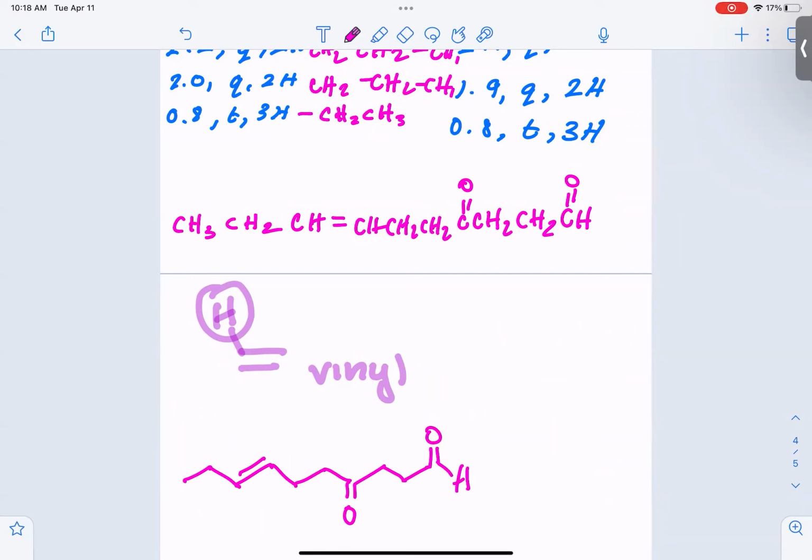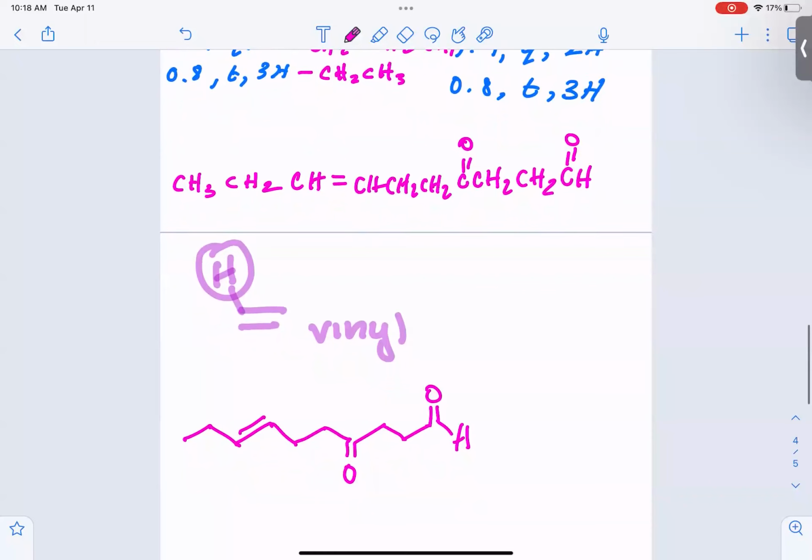Five, 6, 7, 8, 9, 10. Okay. All right. So there's my structure. Now I have to figure out how this thing reacts. You have alpha hydrogens here, here, and here. All right. I'm only going to lose water here.